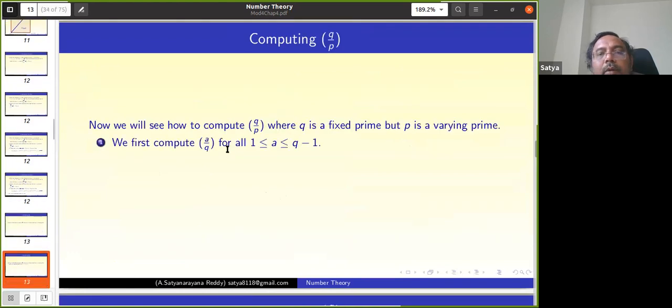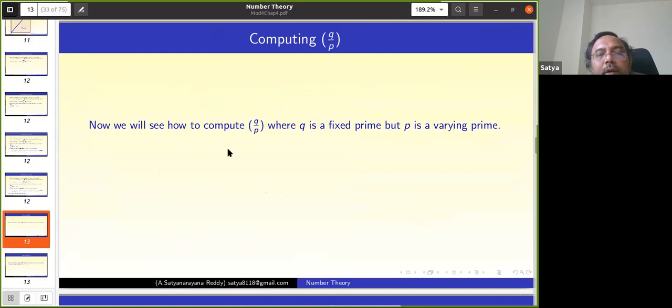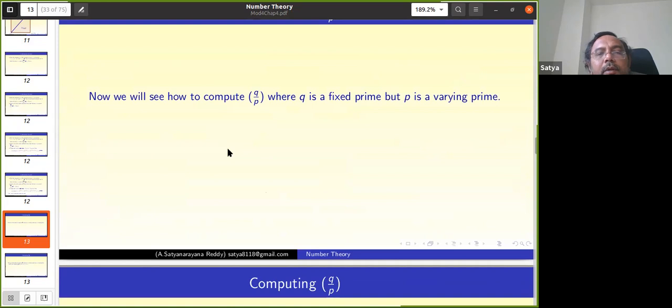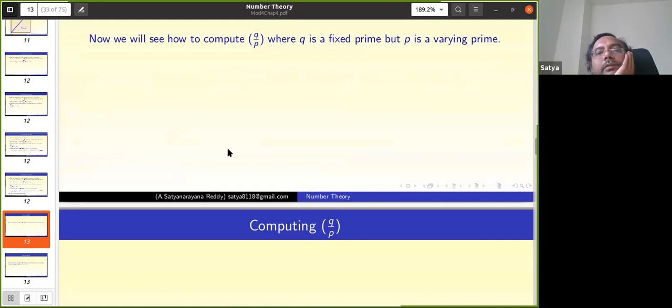This way it will go. Yeah. So now, one or two examples I'll say, then I'll stop. So now we'll see how to compute (q/p), where q is a fixed prime and p is a varying prime. Are you following? Q is fixed and p is varying. This is one of the problems. I'll keep q fixed. What is the meaning of that?